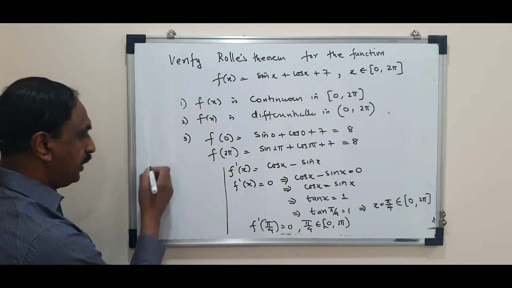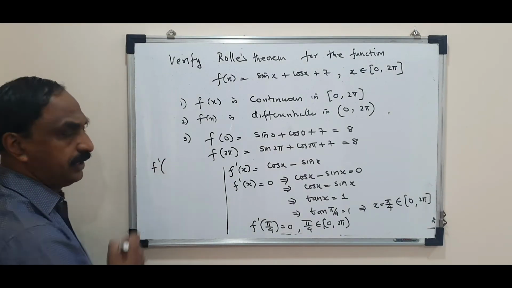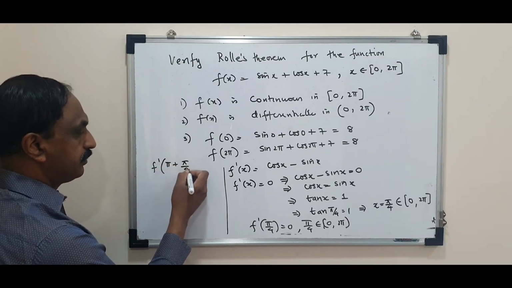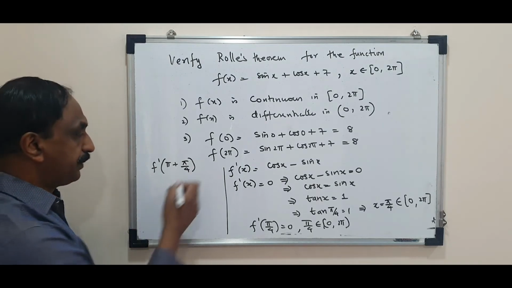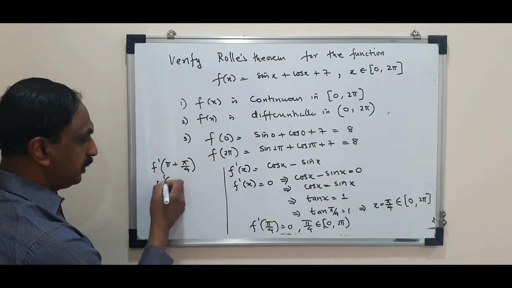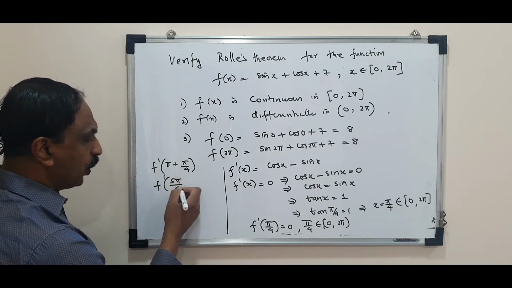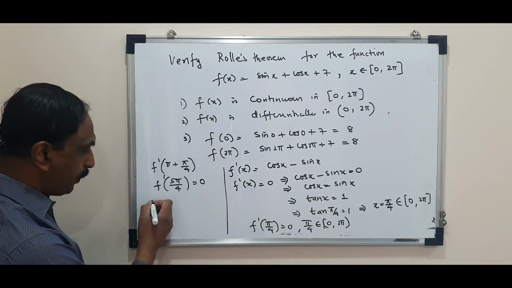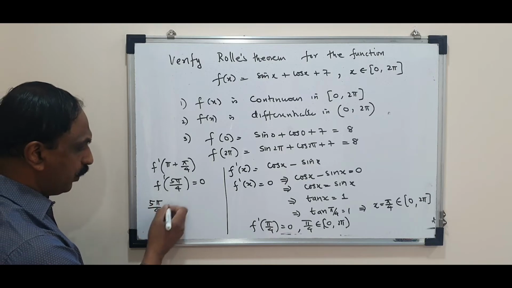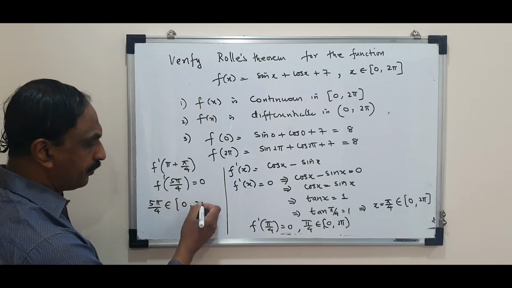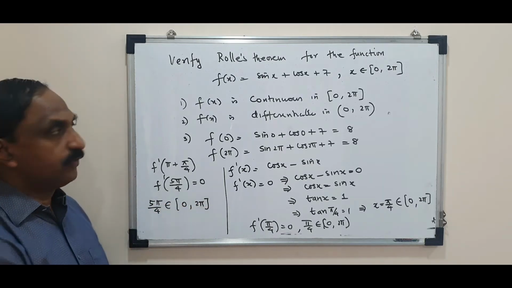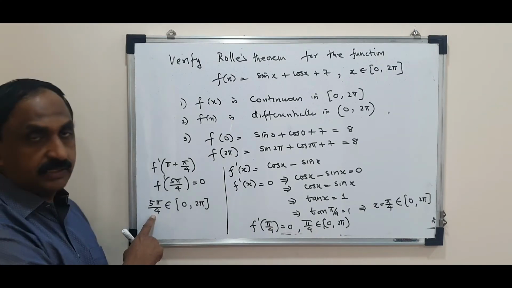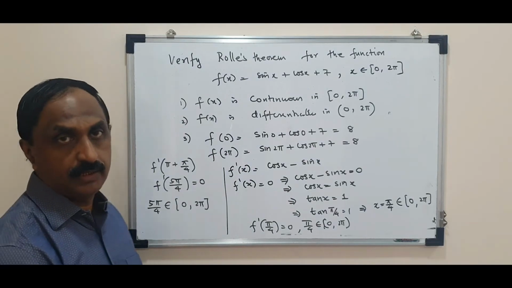There are 2 points here. f dash of pi plus pi by 4, that is f dash of 5 pi by 4, is also zero, because tan x would be 1. So we have one more point. 5 pi by 4 also belongs to 0, 2 pi. Hence, we have 2 points where the derivative becomes 0. One is pi by 4 and the other is 5 pi by 4.